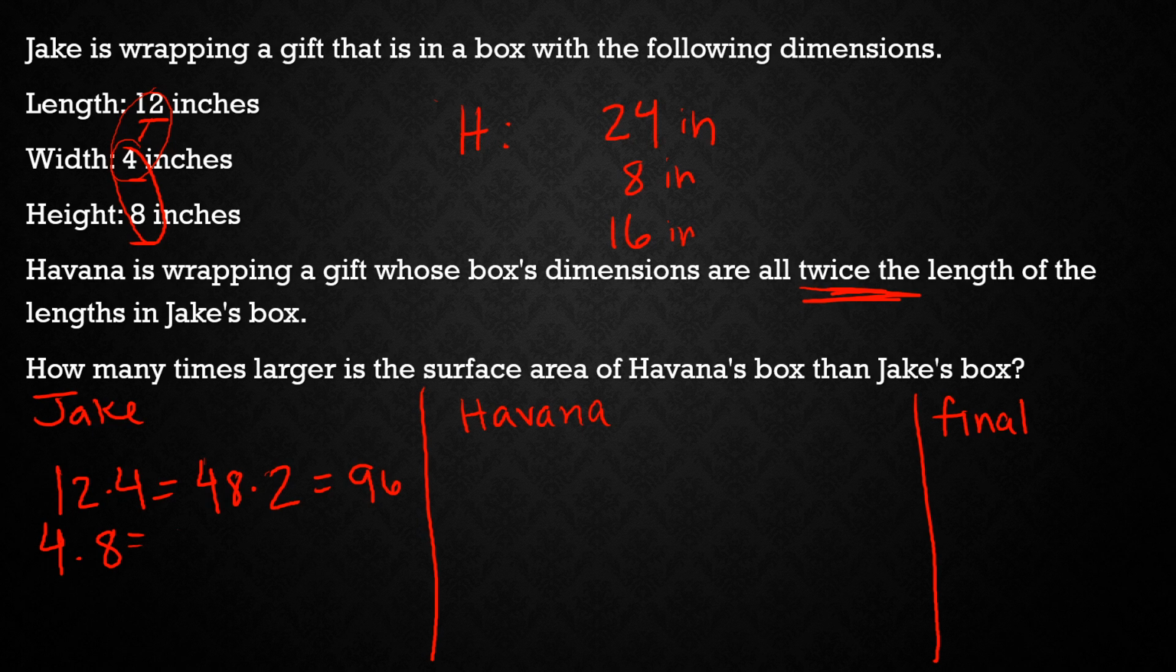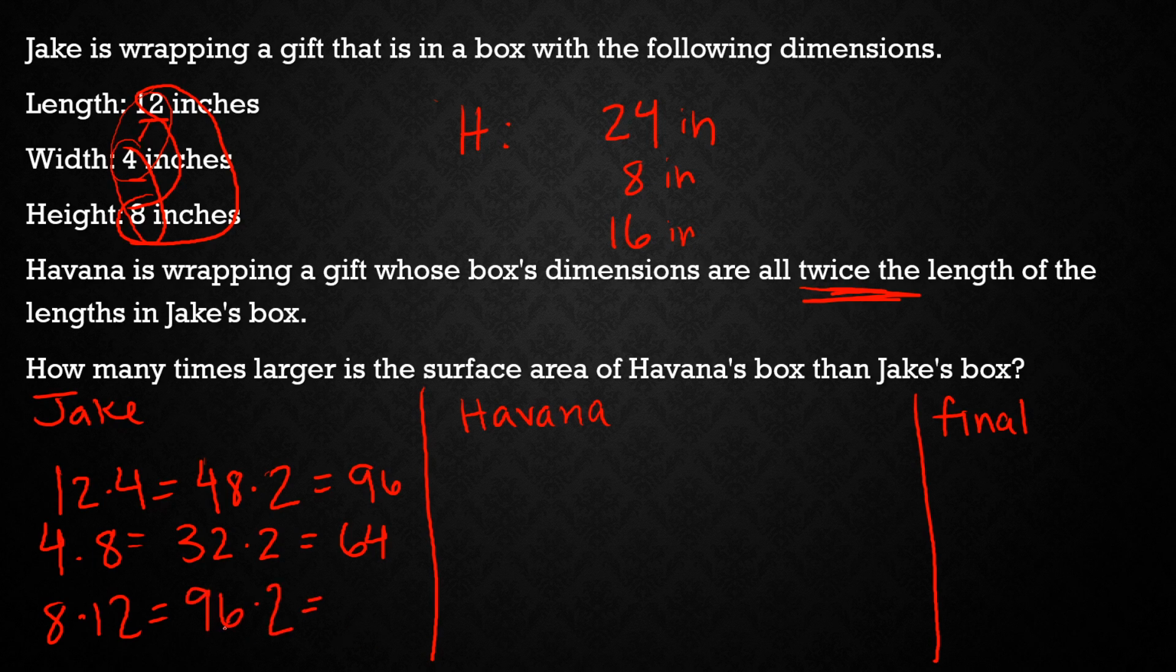And that's going to give me 32. I need to multiply that by 2, and that's going to give me 64. And then the last pair of numbers I need to multiply is this 8 times 12 here. So I have 8 times 12. That's going to give me 96.